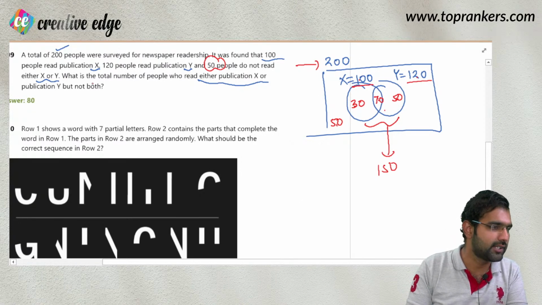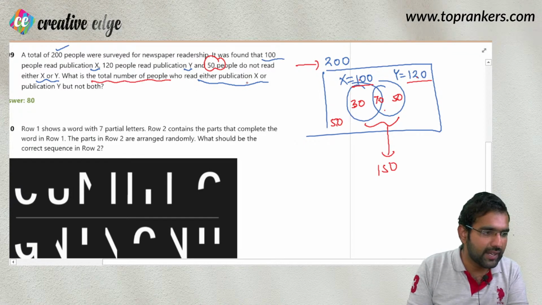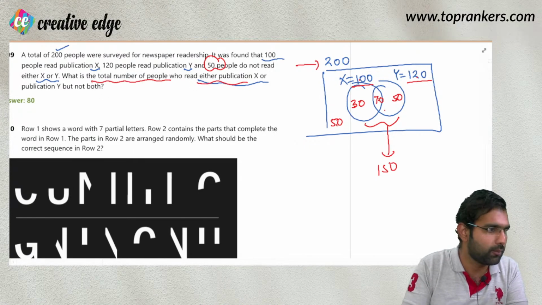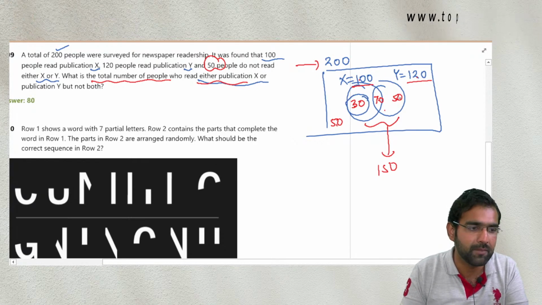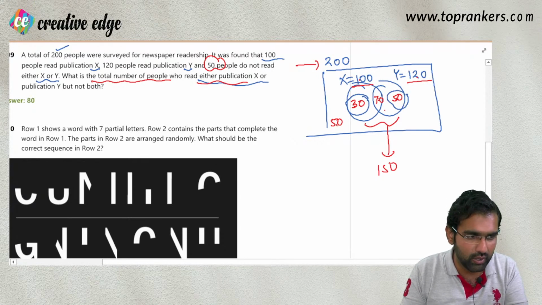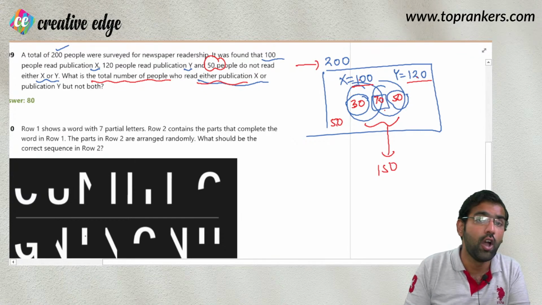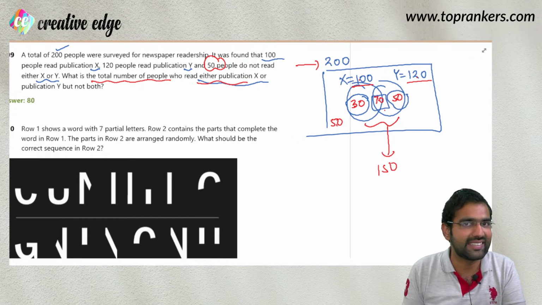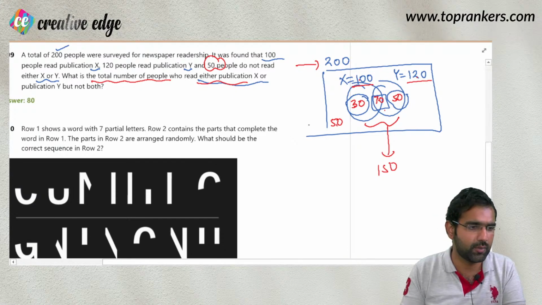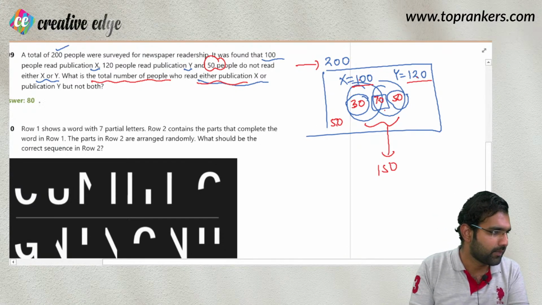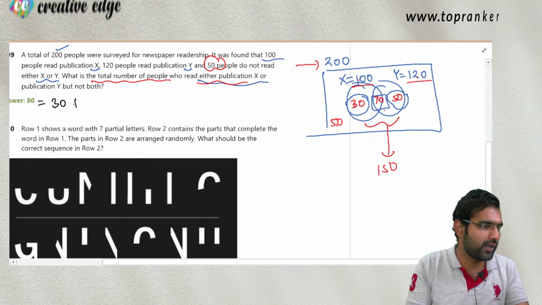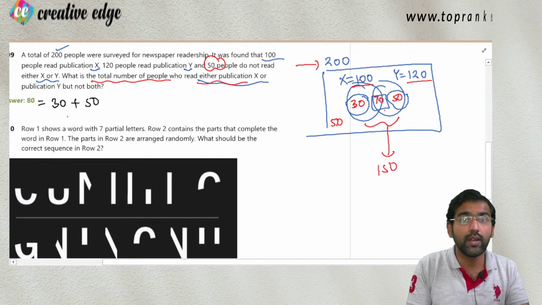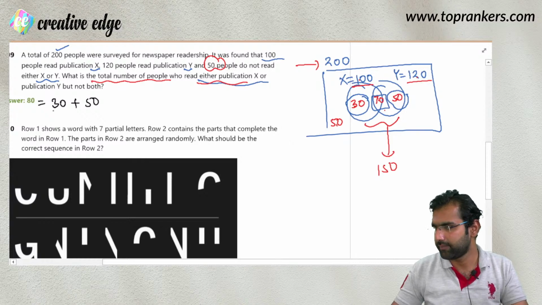Now what were we asked? The total number of people who read either X or Y, but not both. So हमसे पूछा जा रहा है कि आप सिर्फ उतने लोग बताइए जो या तो सिर्फ X न्यूज़पेपर पढ़ते हैं या फिर सिर्फ Y न्यूज़पेपर पढ़ते हैं. But we are not interested in counting or considering the people who read X and Y both. So the answer should be 30 plus 50, 80. I hope everyone has understood this. How are we getting this 80? This is 30 people who read only X and 50 people who read only Y. That's how you get the answer.